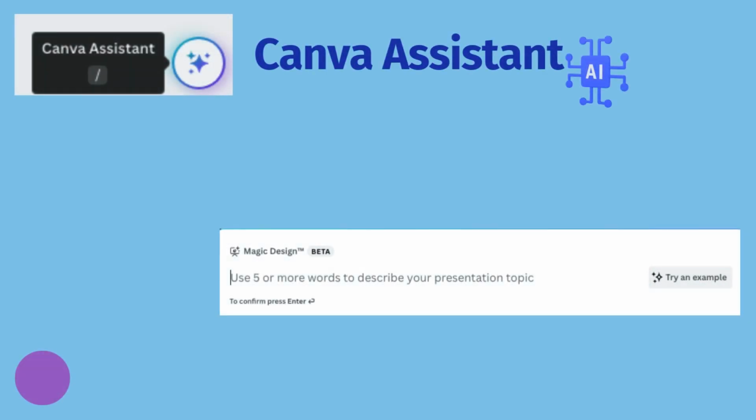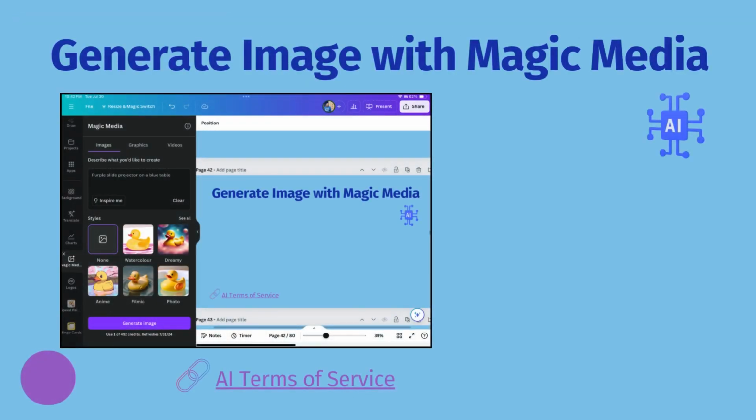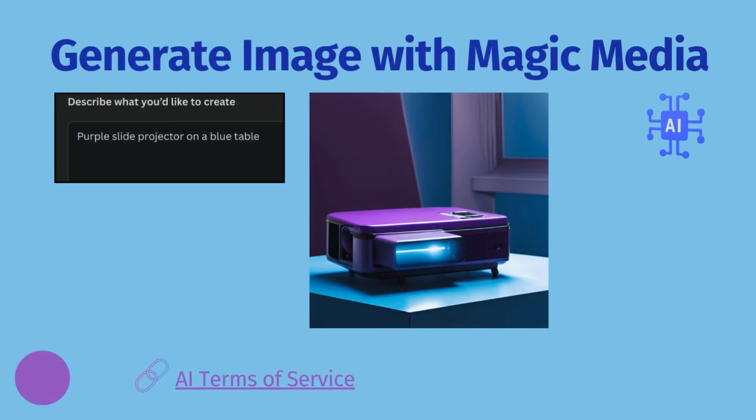There are tools like Magic Design that help you create an image that may not be in Elements. I talked about that with the road earlier. For example, I open it up and let's say I want a purple projector on a blue table to match this presentation theme. I type that in and click Generate. And this was one of the options. Perfect. Just what I was looking for.